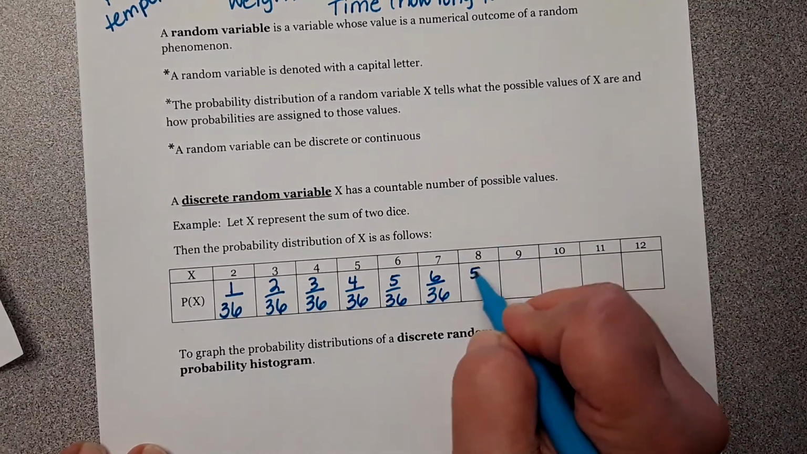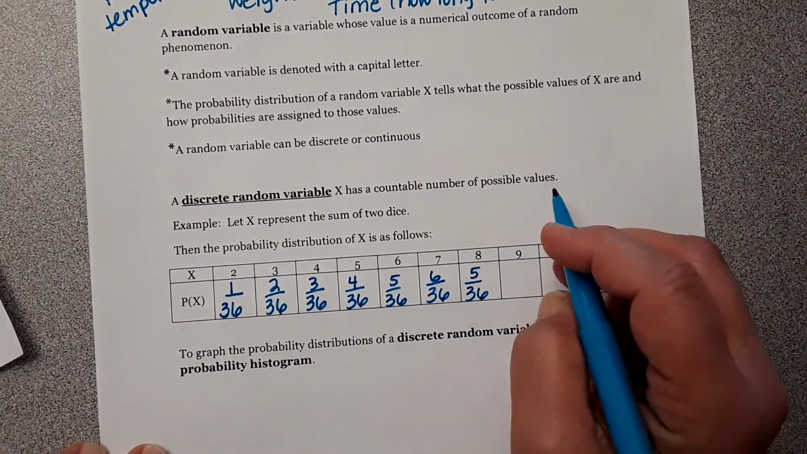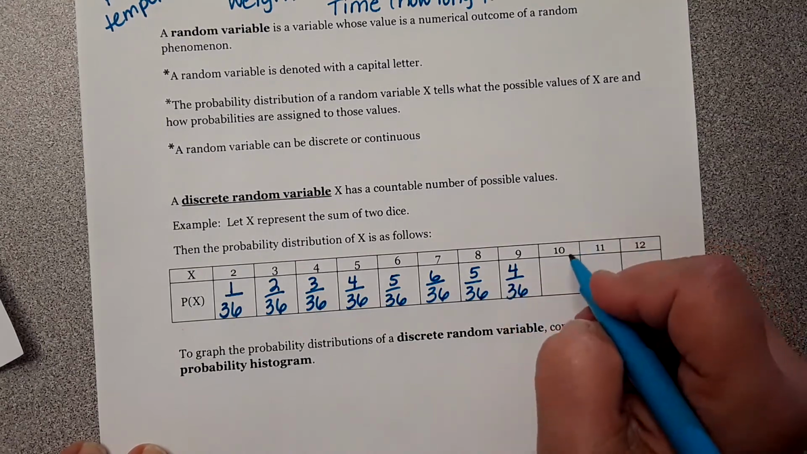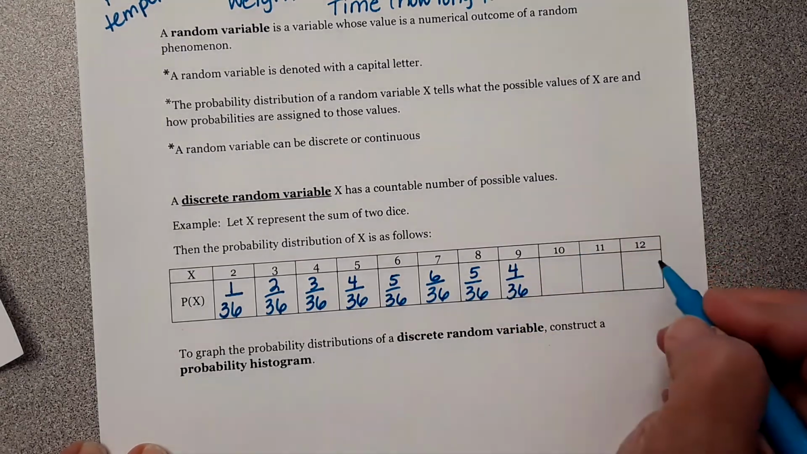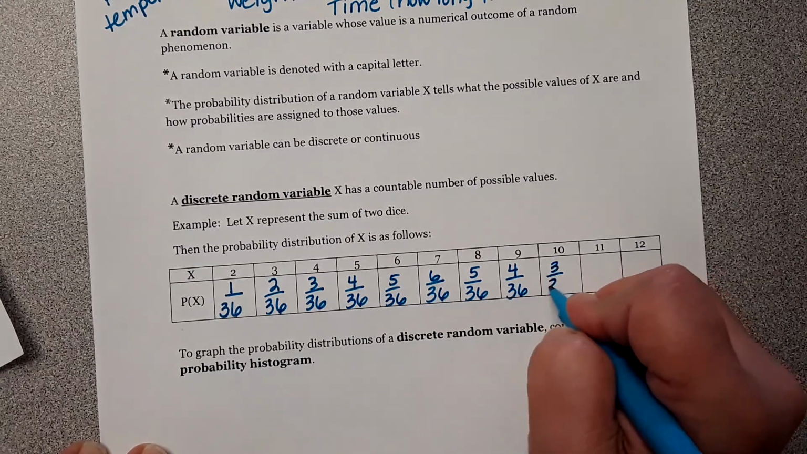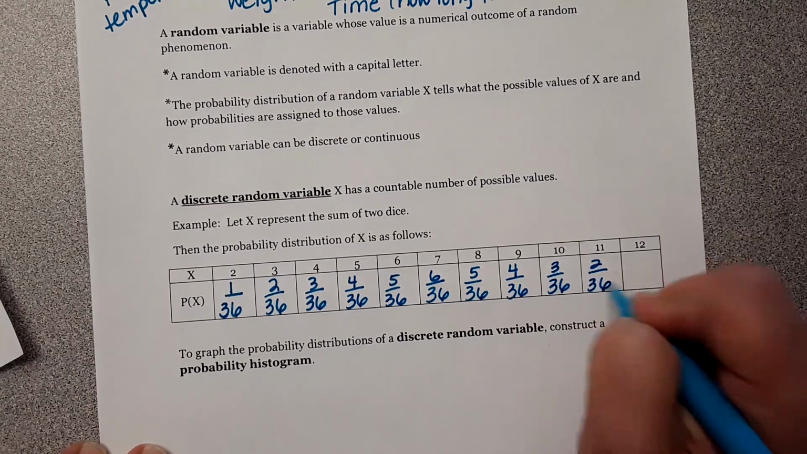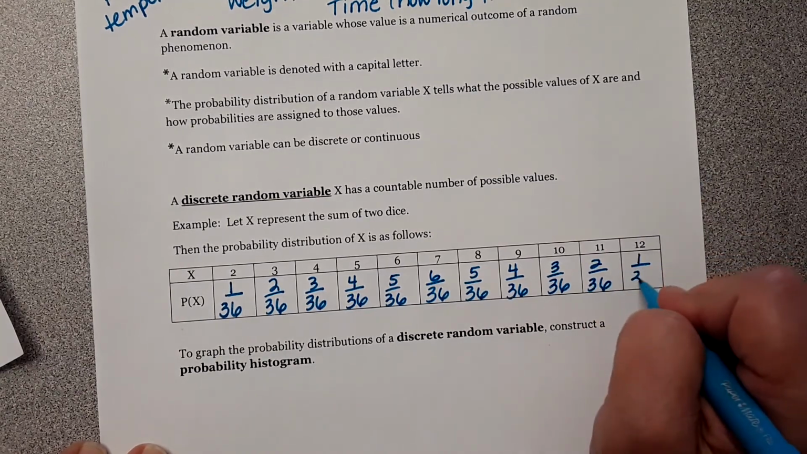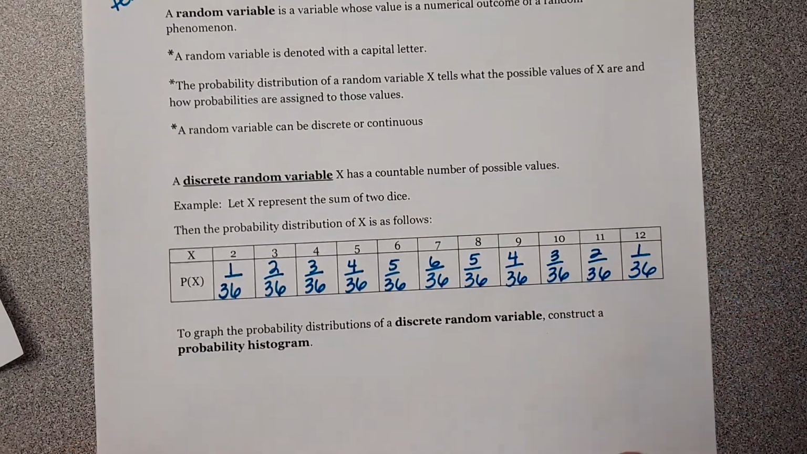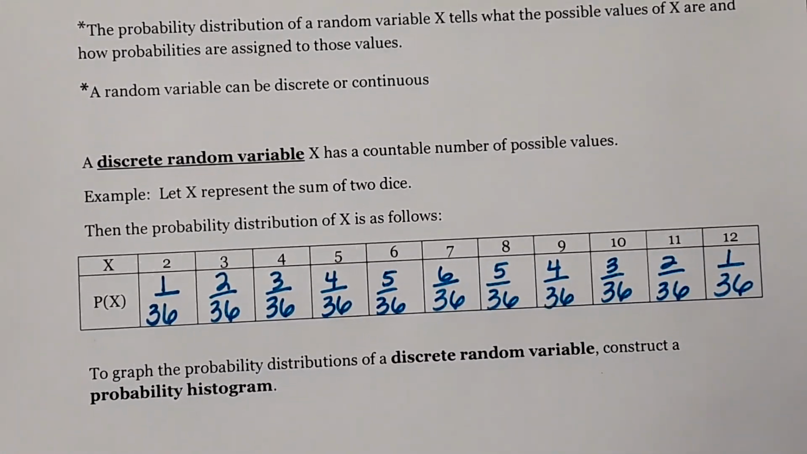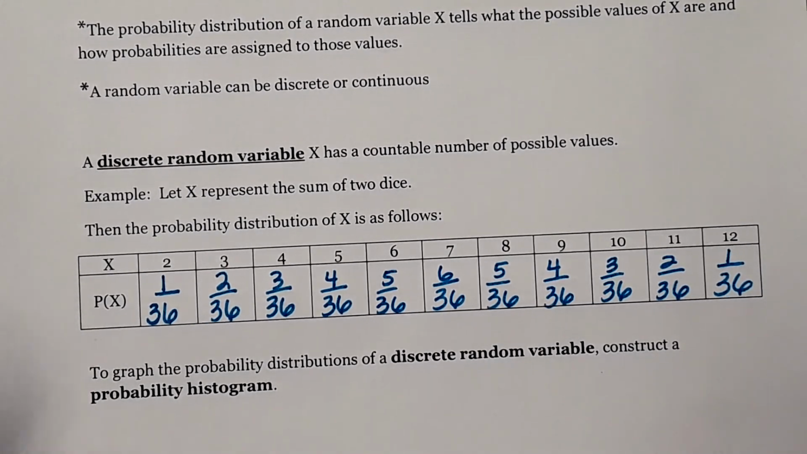8, there were 5. 9, there are 4. 10, there are 3. 11, there are 2. And 12, there is 1. So that's our distribution. That's our probability distribution. So if they say they want a probability distribution, it's a chart just like this.